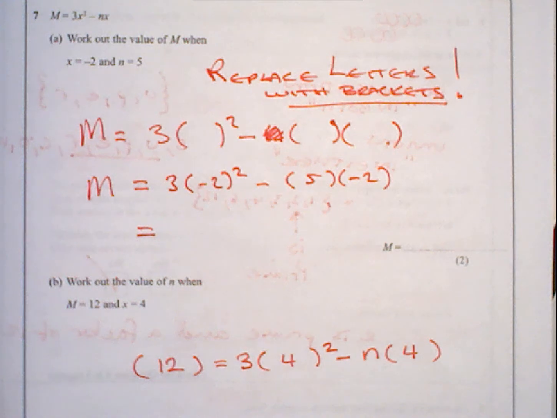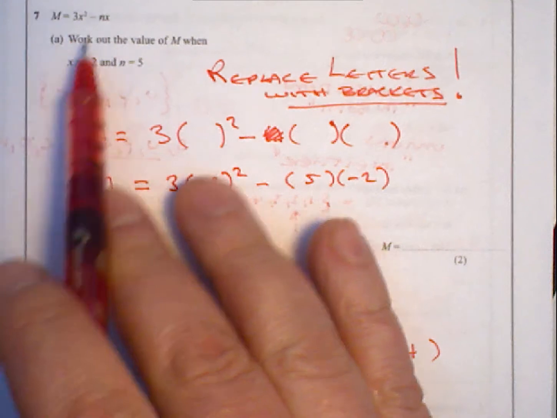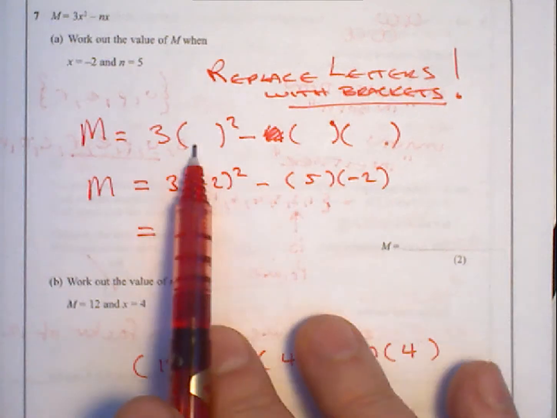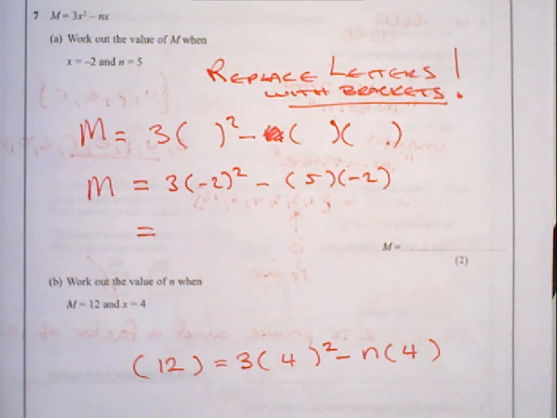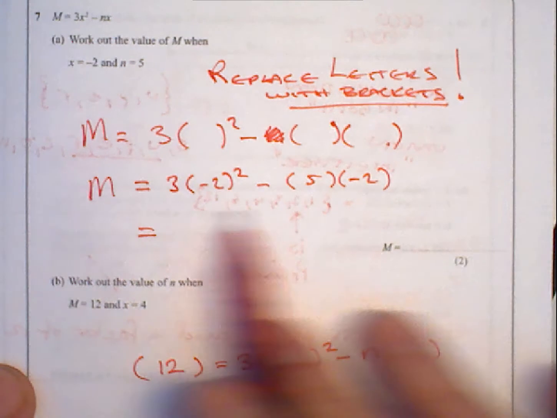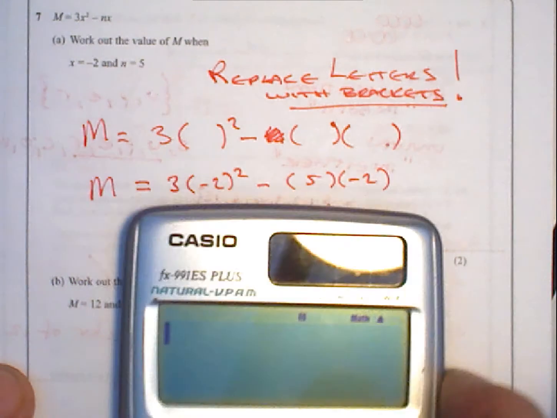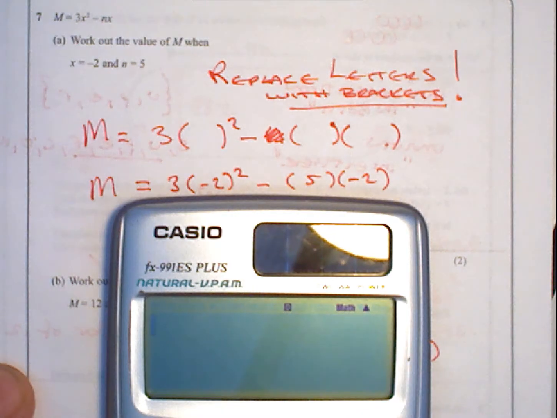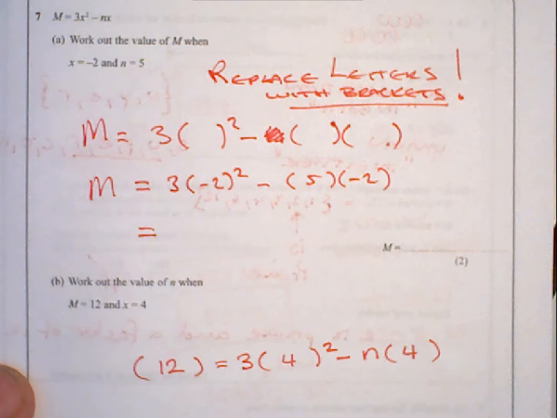So here's questions 7 to 12. And the key thing about substitution is that you replace the letters with open brackets, and that way you can be lazy. You can just use the calculator to do all the sums for you. And I'll just show you here that if I just go 3 open bracket minus 2 squared minus 5, all the negatives will be taken care of by the calculator. Okay, so that's easy with the calculator and open brackets.